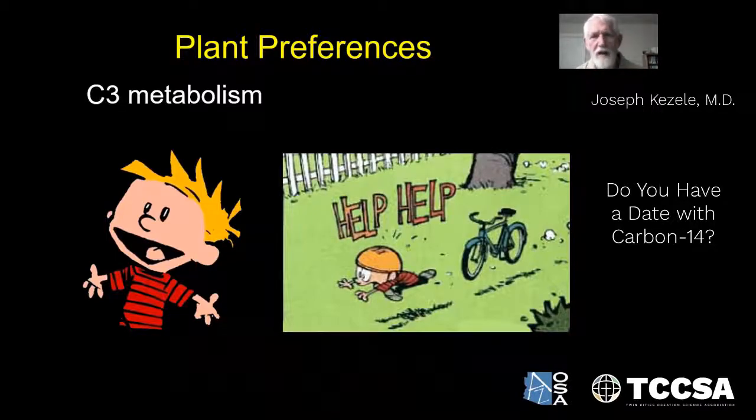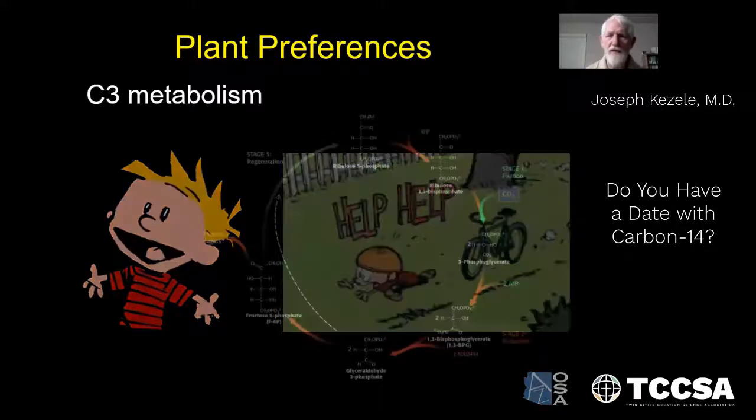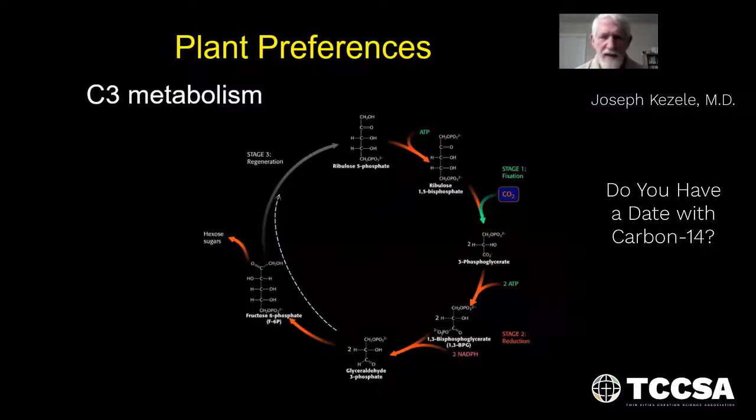Something that's rarely talked about is plants' preferences. Plants have preferences as to which carbon they prefer, 12, 13, or 14. Okay, most of you may recognize this cartoon character, Calvin. Well, I put that there because the Calvin cycle is the means by which plants incorporate carbon from carbon dioxide in the air into sugar molecules that they manufacture. And there are three different mechanisms, three different systems for doing this. One is called C3 because it deals with three carbon molecules, molecules that contain three carbon atoms.